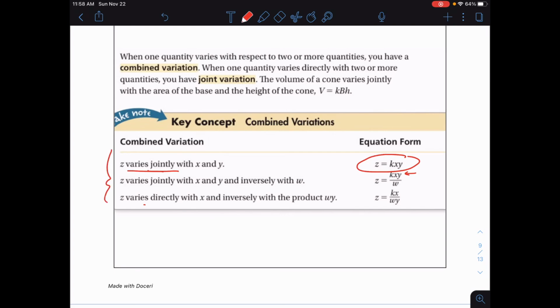So here we have various types of combined variation. Combined variation includes direct and inverse, where when they mention the word jointly, you're thinking just multiplication for that part. So be careful, they kind of mix them together. So make sure you're reading it carefully to understand which type you're using.